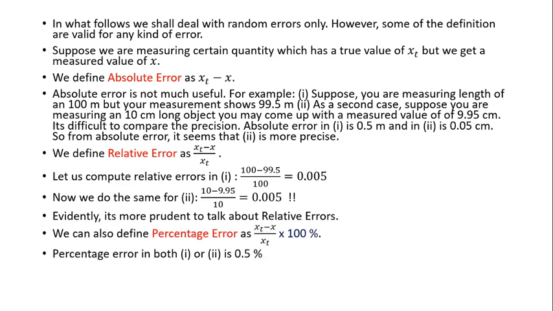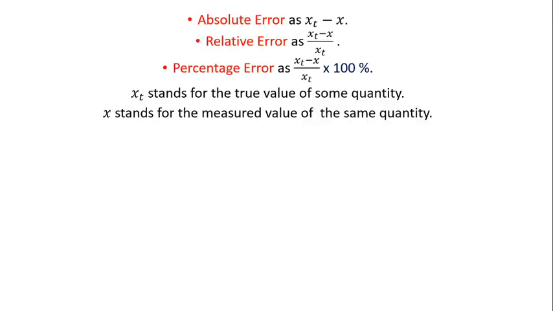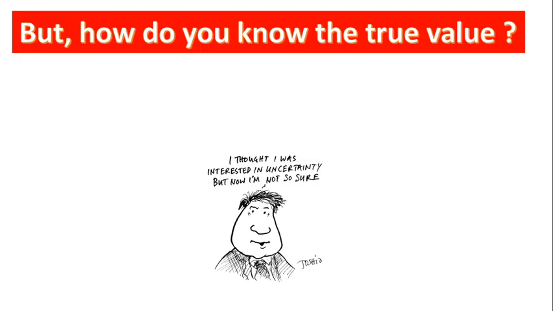We can also define percentage errors, which is a slight variation of relative error. It's just relative error times 100. It's just different way of expressing relative error. Now, these are the formulae to sum up. Notice that xt stands for true value of some quantity, x stands for the measured value of the quantity. Now, we don't have any problem with the measured value of the quantity. However, with the true value of quantity, here is the big question. But how do you know the true value? Well, the answer lies in the second part.